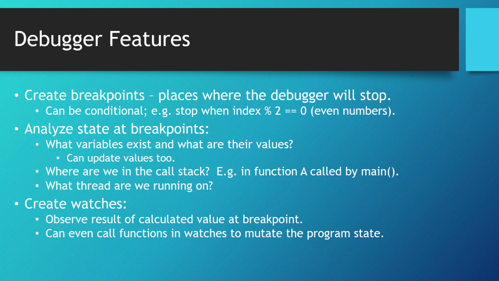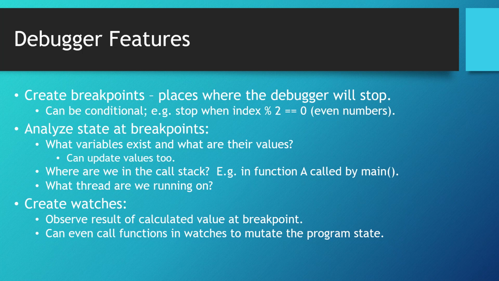So basically you start by creating breakpoints, which are places where the debugger will stop when it reaches that point in the code. A breakpoint can be conditional. So you can stop, for example, when an index mod 2 equals 0, which would only hit even numbers, or on something really arbitrary, like when you're processing a specific person's social security number, and you want to stop and look at that because you know there's a problem with it. This way you can quickly get to look at what you need to look at in the debugger.